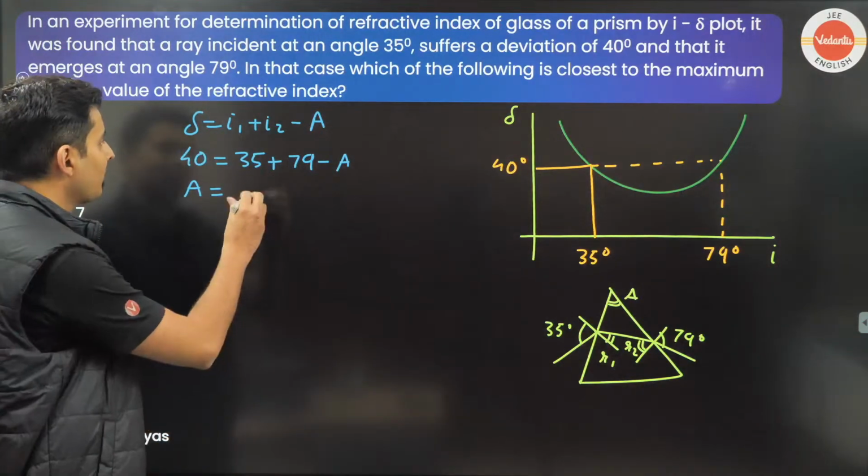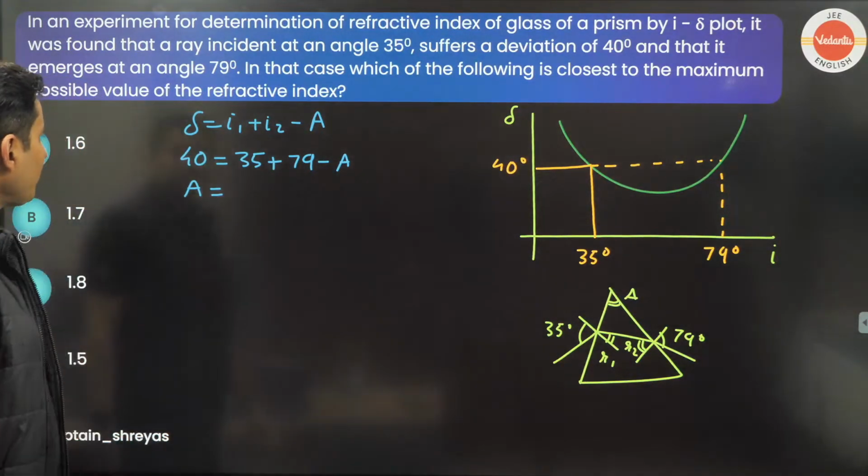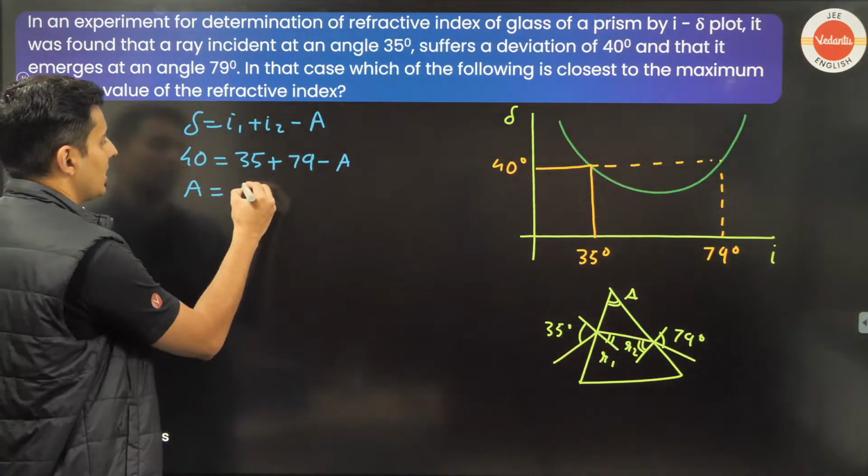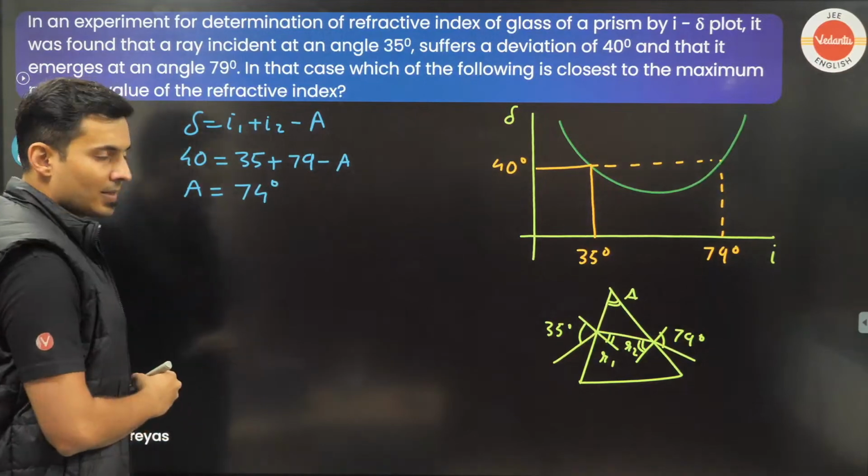So what is angle of prism? So 35, 79. Just check this out. Take over here minus 5. Yes, 74. Just check this out. Is it 74 degrees? Yes, perfect.